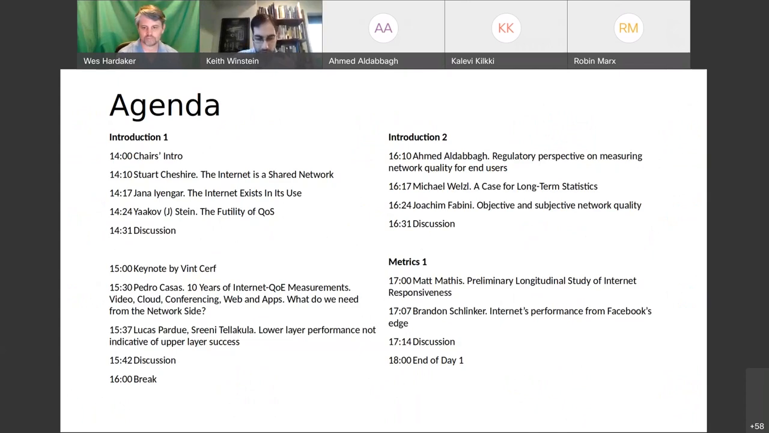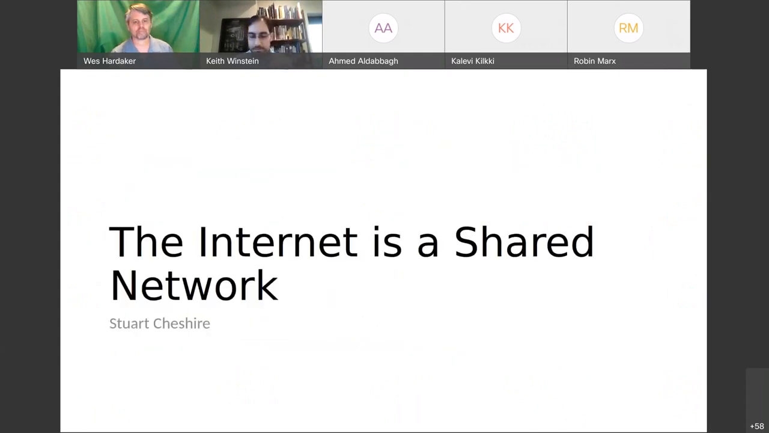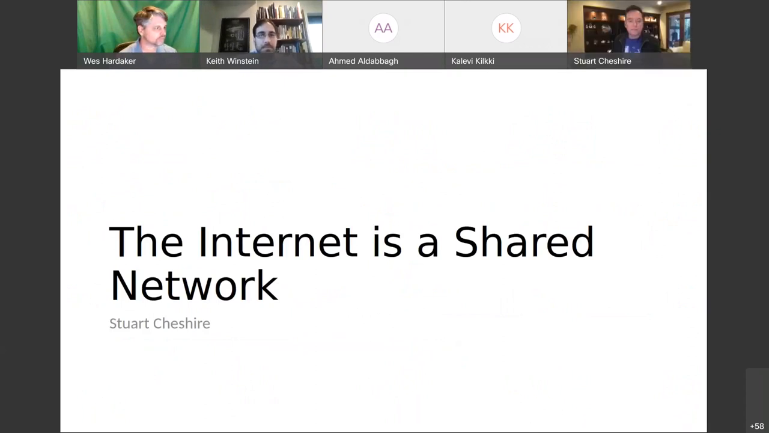Well, our first speaker will be the person who literally his work got me interested in this field. Without further ado, Stuart Cheshire, the internet is a shared network. Thank you, Keith. Welcome to this workshop. Good morning, good afternoon, good evening, wherever you are in the world. Let's move to the first slide.